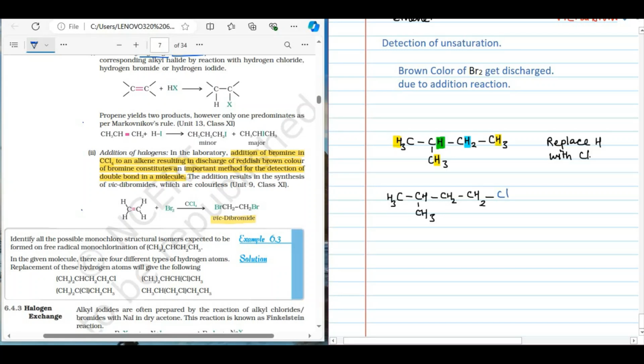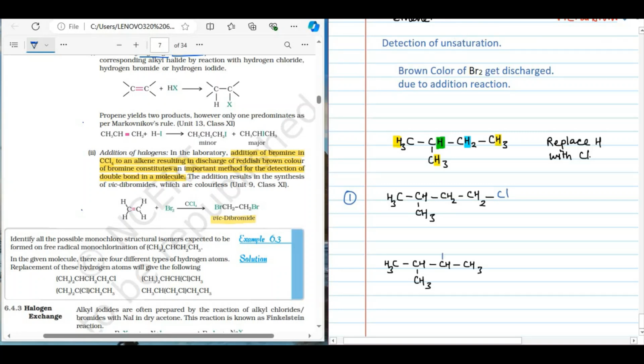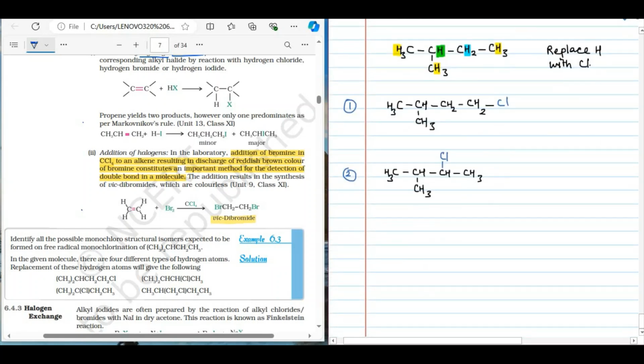So this is the first structure isomer. Now draw another structure isomer. Here it is CH3, CH, single bond CH3. This is CH, single bond CH3. So this time we are going to replace this hydrogen with chlorine. So this will be the second structure isomer formed by the monochlorination of the given molecule.